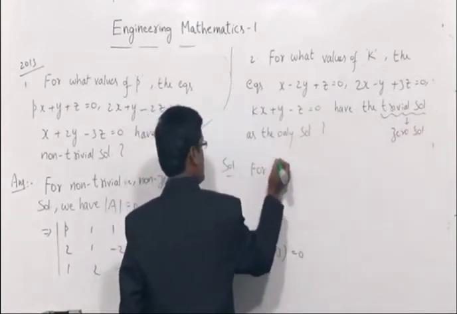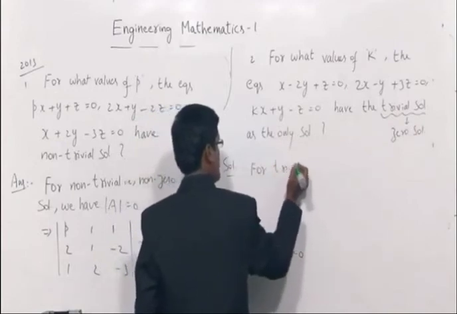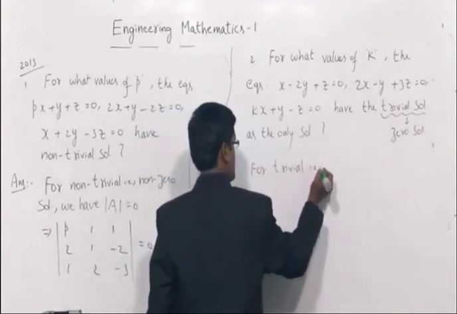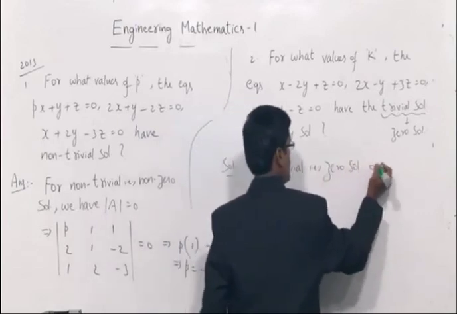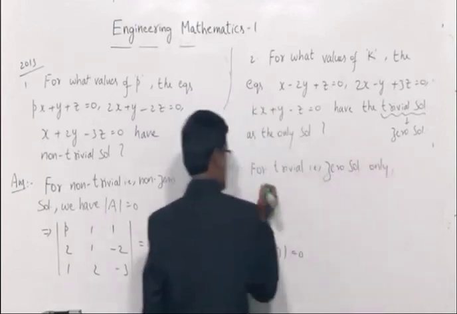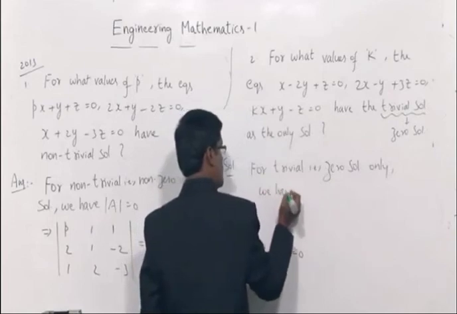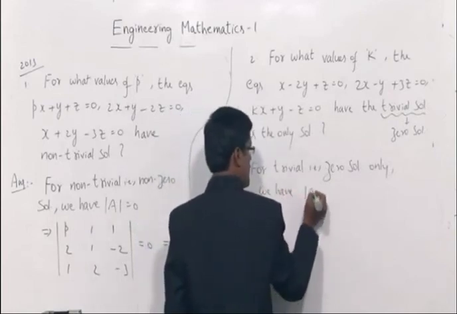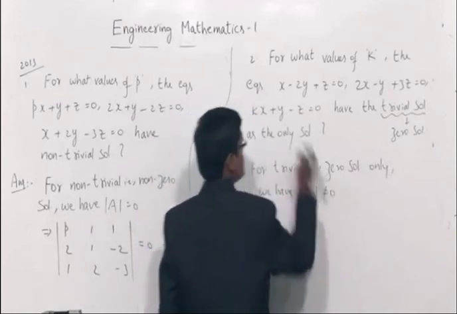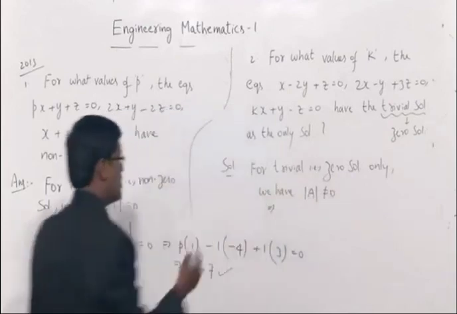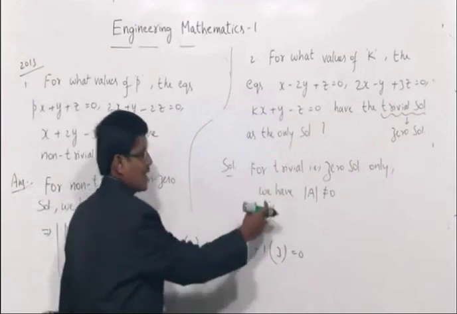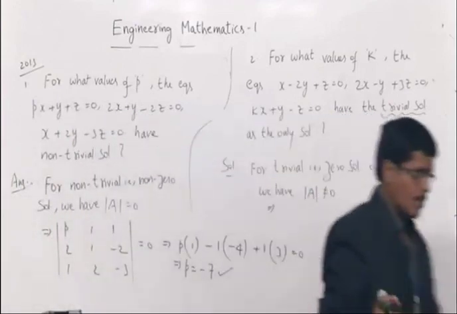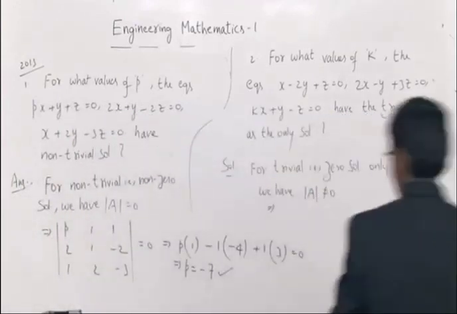So I am giving the hint. For trivial, that is zero solution only, what I gave in the second note point: trivial solution, zero solution means determinant A not equal to 0. Expand the determinant after writing the A matrix as above, and in the last step, instead of is equal to, you will get k not equal to some number.